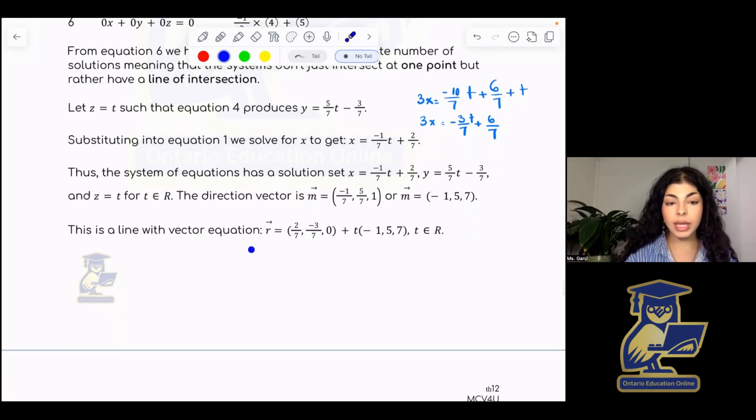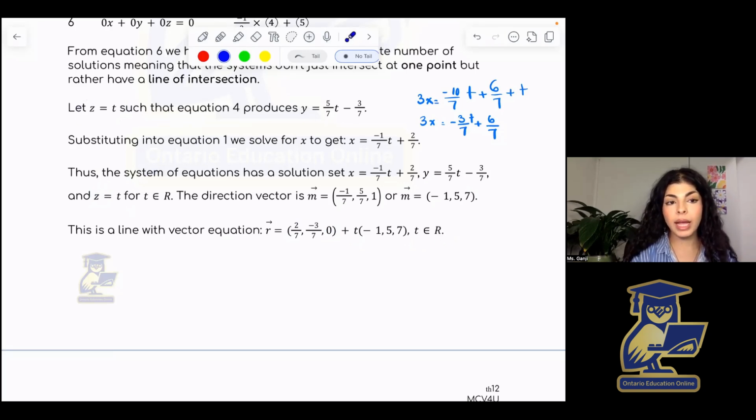So the line of intersection will have the vector equation given by r equals, this is our point, and this comes from any term that didn't have t here. And because z is equal to t, it doesn't have any other term, so that's why z is 0. And then this is my direction vector times t for t in the set of real numbers.